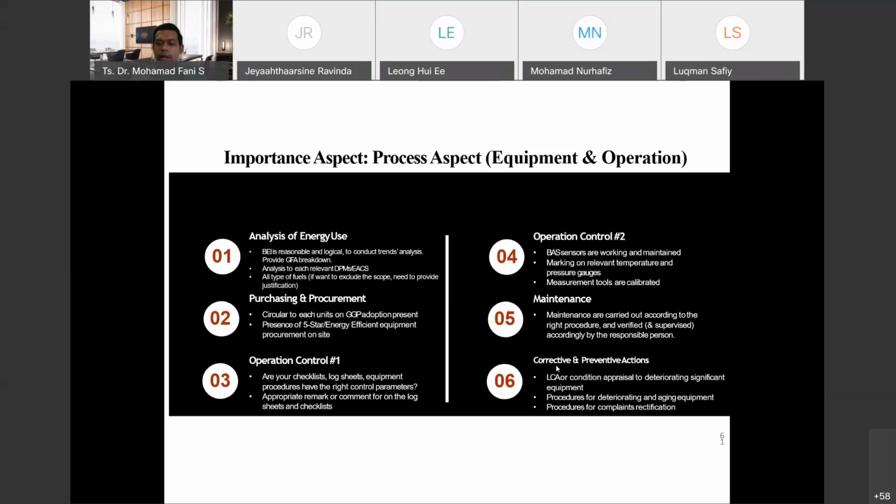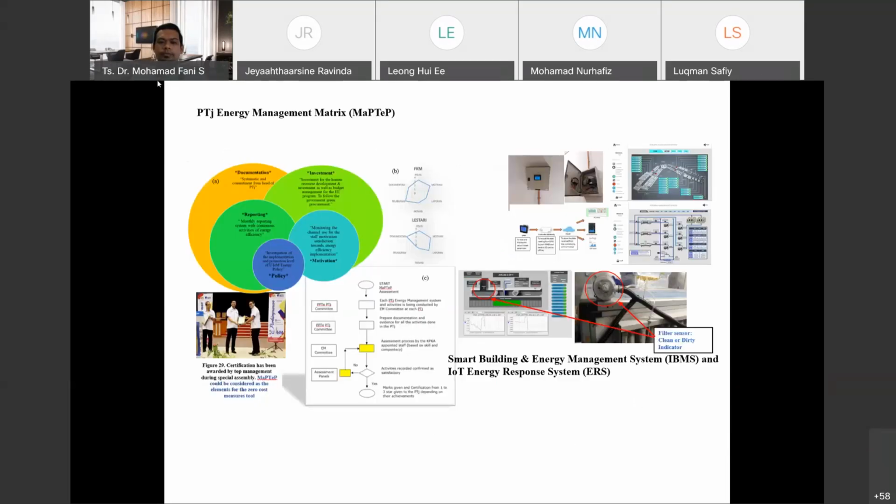So for the maintenance part, we have this assessment. We measure the current status of the maintenance, the scheduled maintenance, and corrective maintenance. So this is the kind of innovation that we have in UTM.